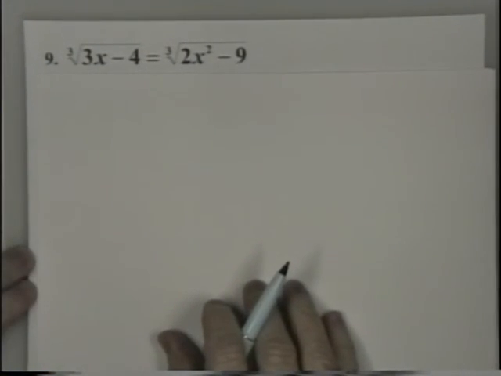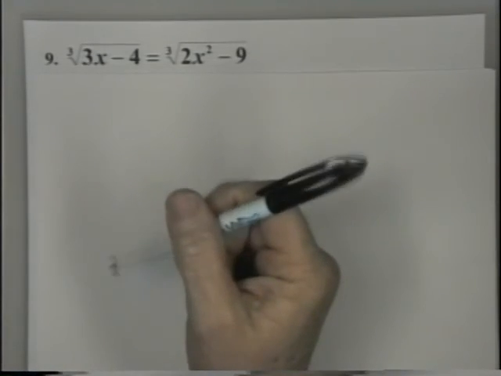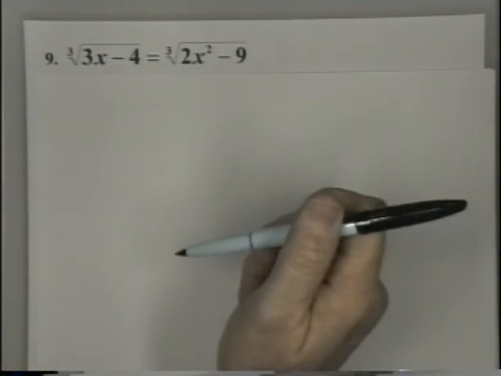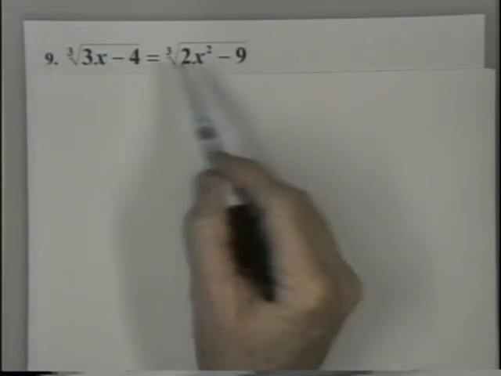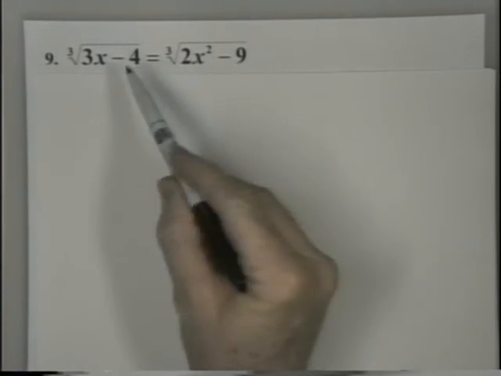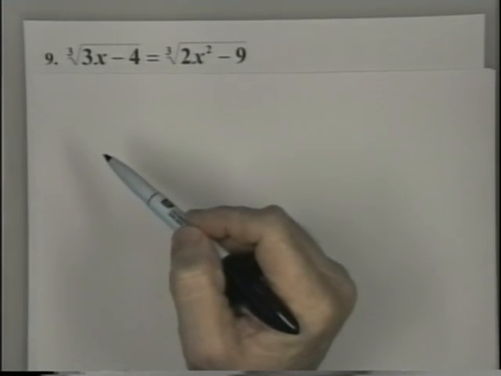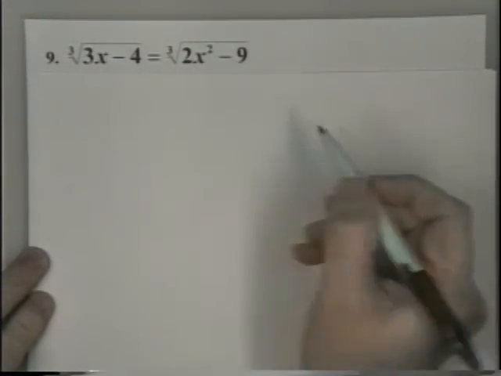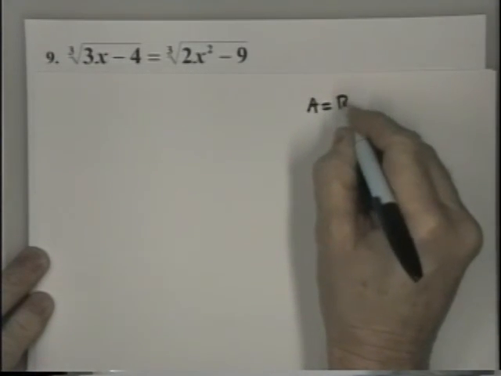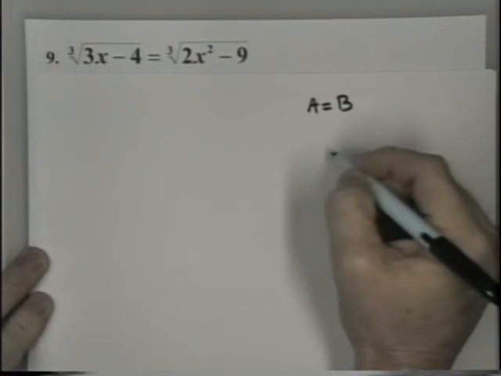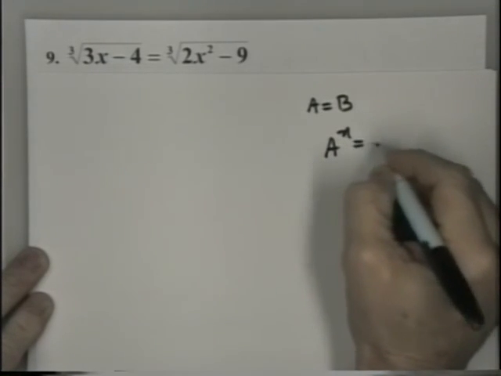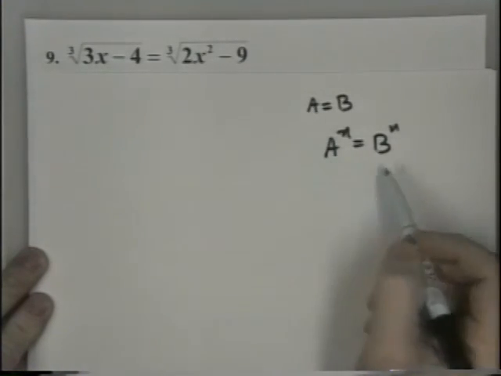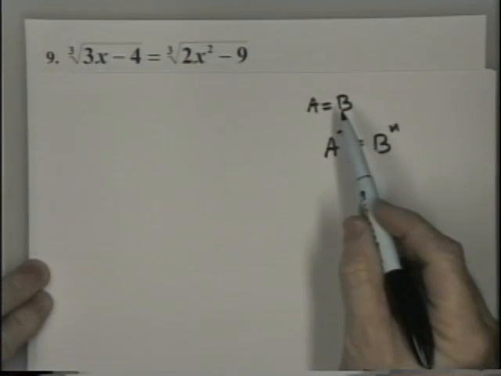Take a look at this number 9 here. We've got cube root radicals. The cube root of 3x minus 4 equals the cube root of 2x squared minus 9. Same procedure. First we isolate a radical. Well, the way it's written, that's the only way to isolate. And now we want to use the property that we've been using throughout, that if you have an equation, A equals B, then A to the n equals B to the n is the transformed equation we want to take. We want to change this original equation to that.